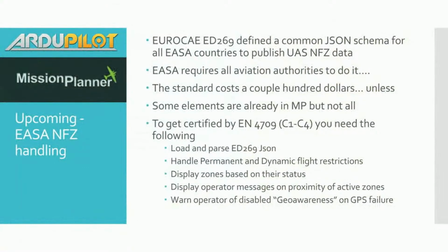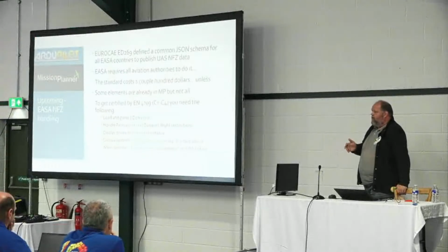And you have to warn the operator of disabled geo awareness, which means that if there is a GPS failure and you don't know the exact location of your vehicle, there must be a warning that, okay, this whole geofencing or no-fly zone thing is not working right now, please be aware.